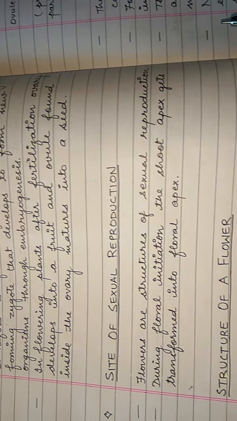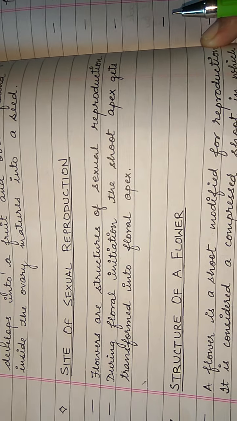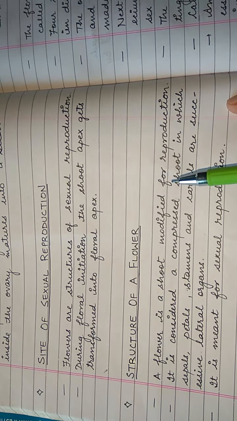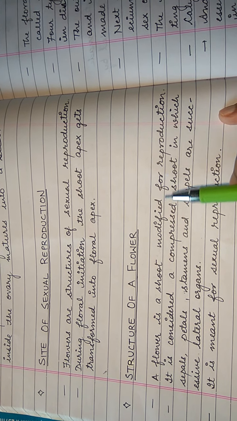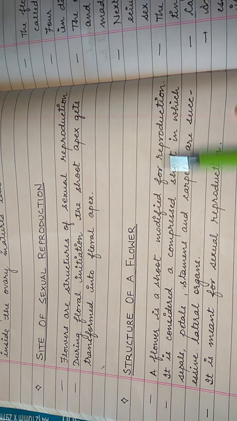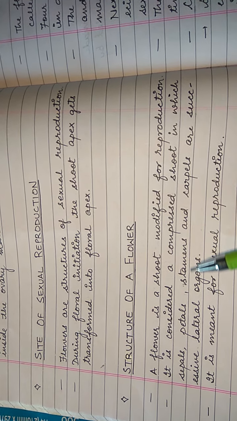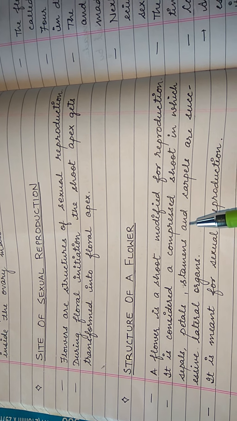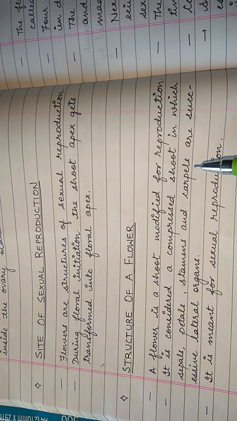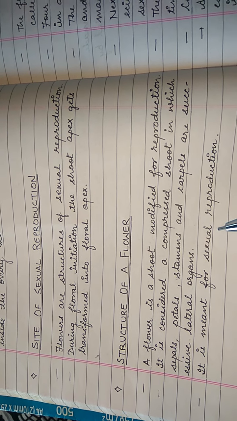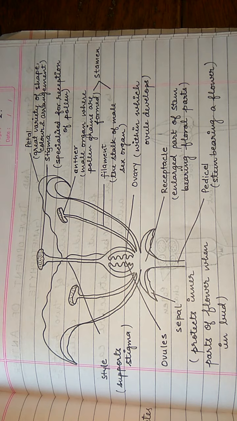Now we have to understand what is the structure of a flower. So what is a flower? A flower is a modified shoot, modified for reproduction, which is considered a compressed shoot in which sepals, petals, stamens and carpels are successive lateral organs meant for sexual reproduction. We can understand this with the help of a diagram. So this is the diagram.